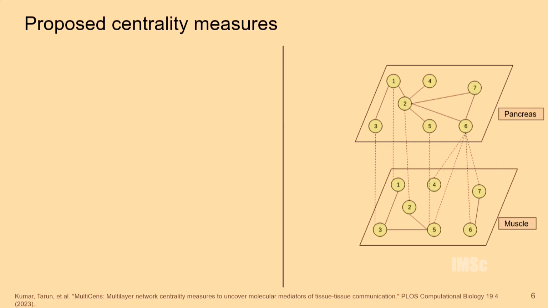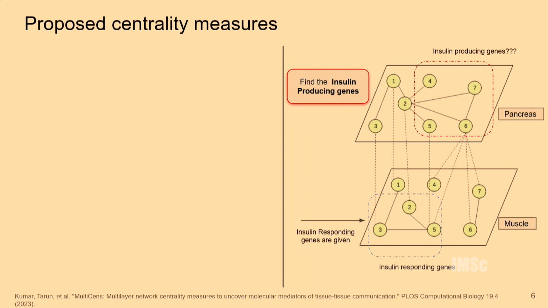And in the real world, if I can take an example, think of this system where we have two tissues, pancreas and muscle. We know that in pancreas, insulin is produced, and in muscle, there are genes that respond to it. So let's say there is a set in pancreas that is known to produce insulin, and there is a set of genes in muscle which responds to it. If we know one set which produces or secretes insulin, we want to know which set of genes is highly likely to respond to it, and vice versa.